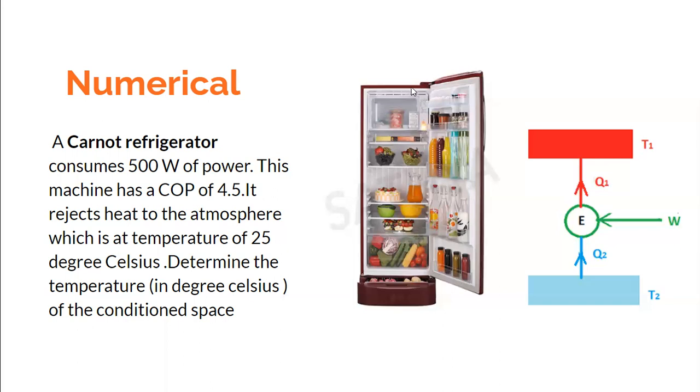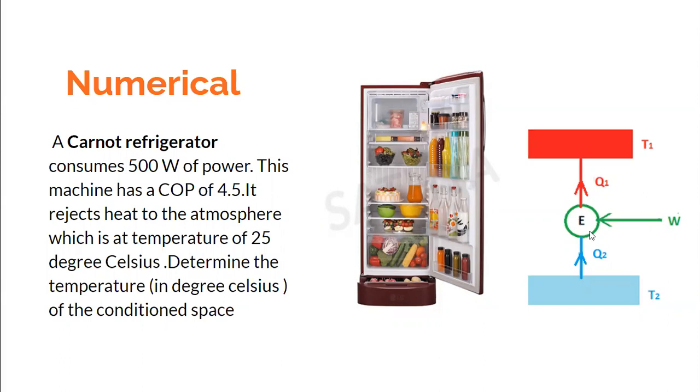You all know in a refrigerator there is a freezer section from which the heat is removed, and there is a condenser at the back side of the refrigerator, which is kept in the surrounding, which is at 25 degrees centigrade in this problem. So you are required to determine the temperature which is maintained in this conditioned space. What you are required to find is the temperature of this conditioned space. And how do you do that? By applying the concept of the Carnot refrigerator coefficient of performance.